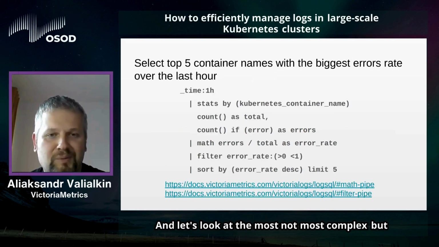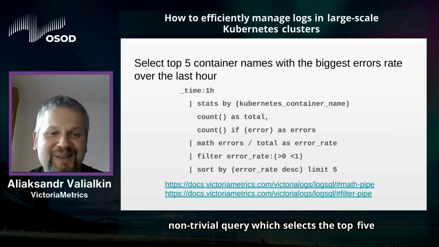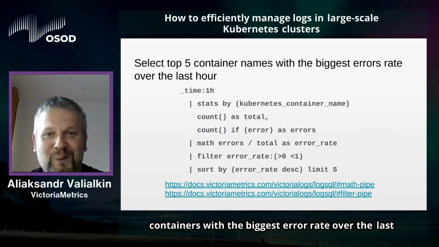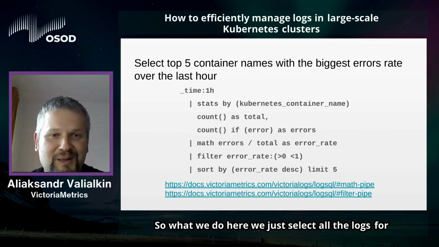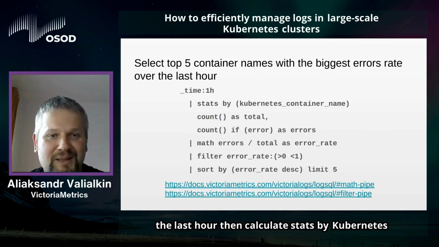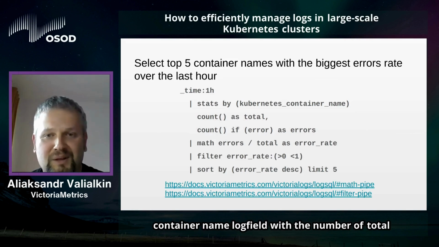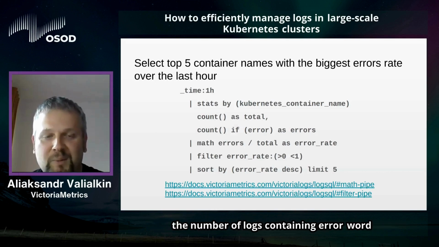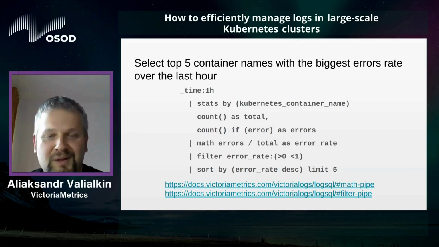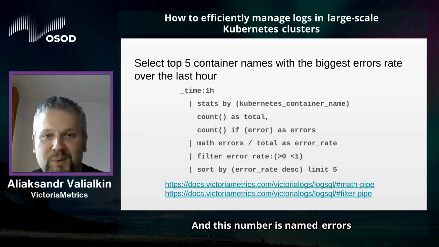And let's look at a not most complex, but non-trivial query, which selects the top 5 containers with the biggest error rate over the last hour. So what we do here, we just select all the logs for the last hour, then calculate stats by the Kubernetes container name log field with the number of total logs and with a conditional filter which calculates the number of logs containing the error word, and this number is named errors.